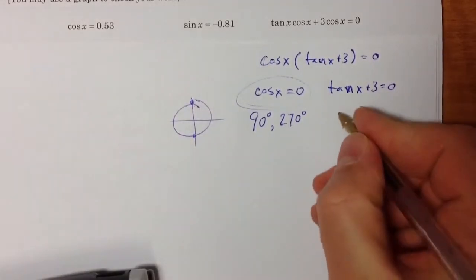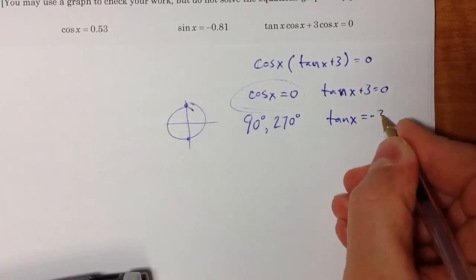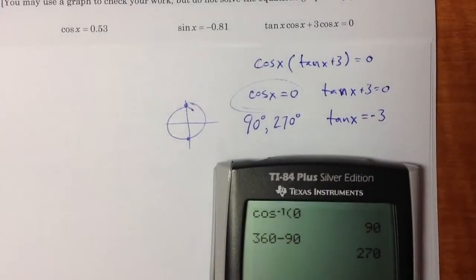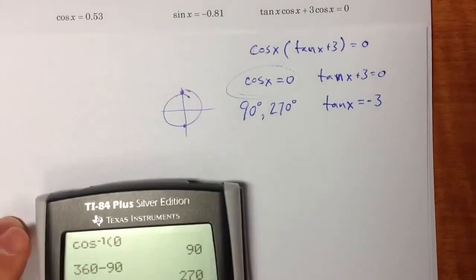For tangent, when tangent of x plus 3 equals 0, it means that tangent of x has to equal negative 3. So I can take inverse tangent of negative 3 and see what we end up with. We get a negative angle for that, negative 71.6.